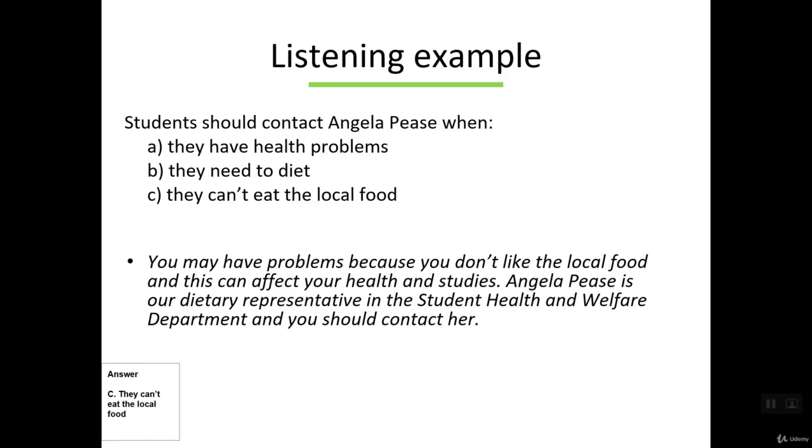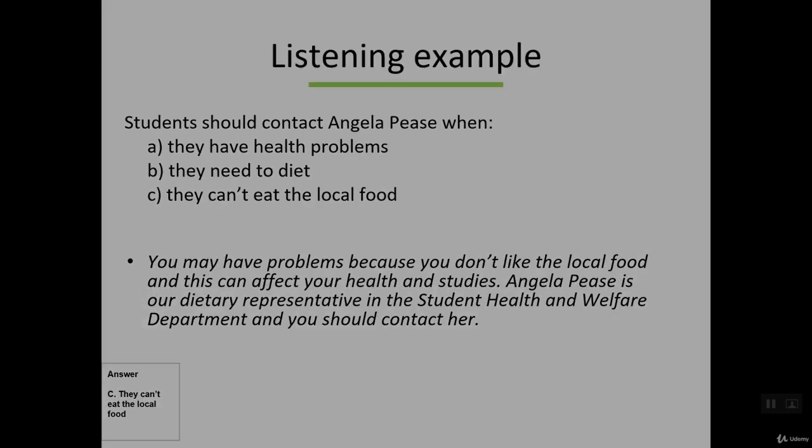B, when they need to diet. The recording mentions dietary representative, but again, is that when they should contact her? Does that say they should contact her? The answer is C, when they can't eat the local food.